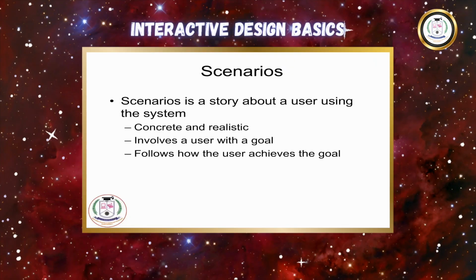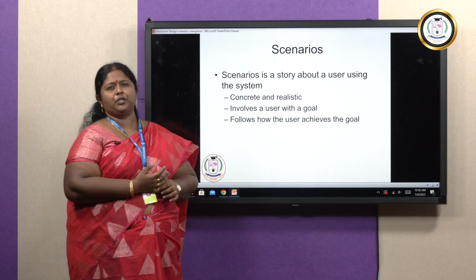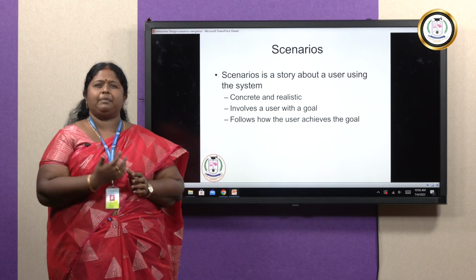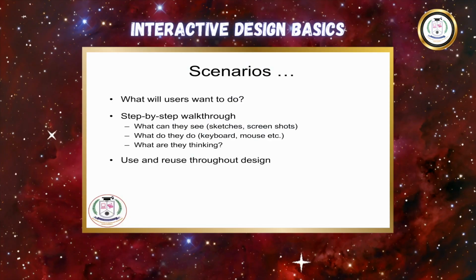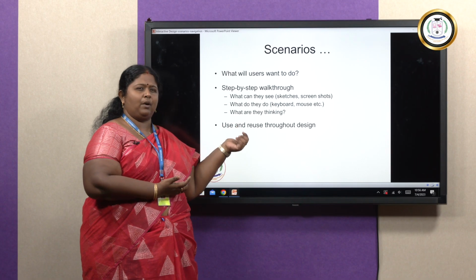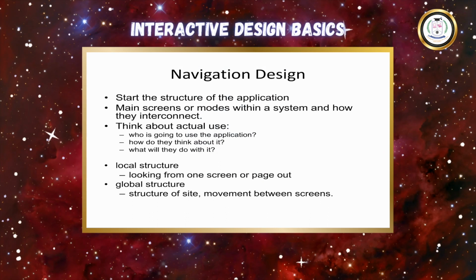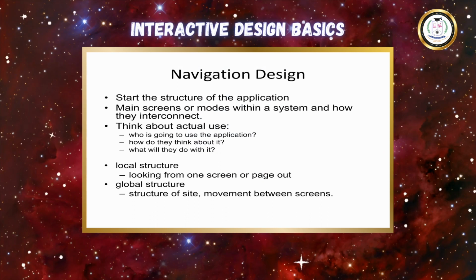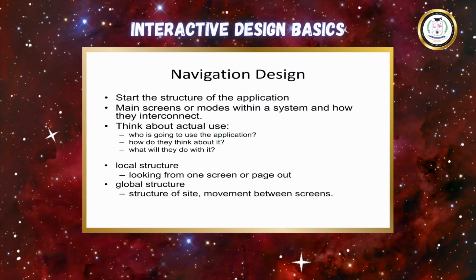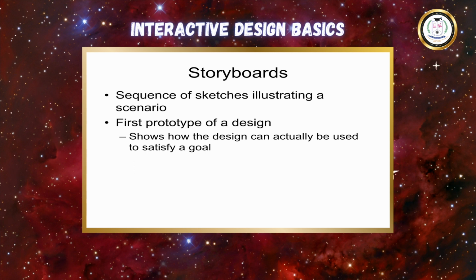The second one is going to be the scenario. Scenario, as told, is a story about the user using the app. Again, what is the advantage? The sequence of steps can be easily understood here. What the user wants, a step-by-step walkthrough can be seen. Another advantage of this is use and reuse throughout. Okay, and then we have something called the navigation design. It again goes with a step-by-step process of what actually happens during the entire step.